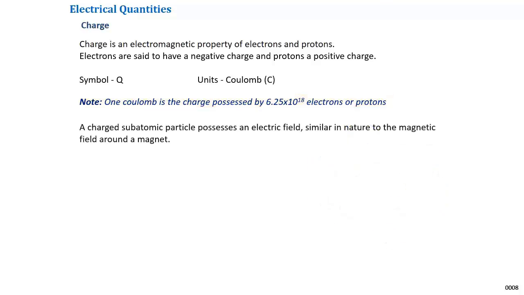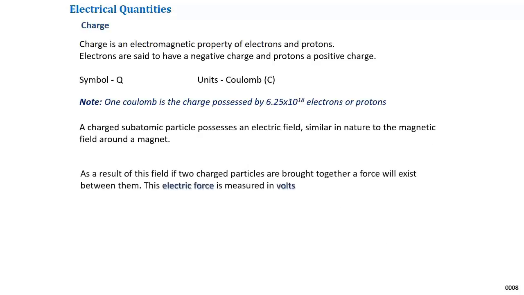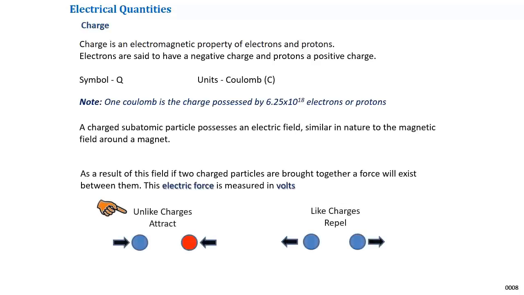A charged subatomic particle possesses an electrical field similar in nature to the magnetic field around a magnet. As a result of this field, if two charged particles are brought together, a force will exist between them. This force is measured in volts.